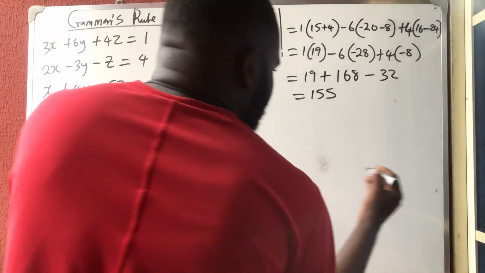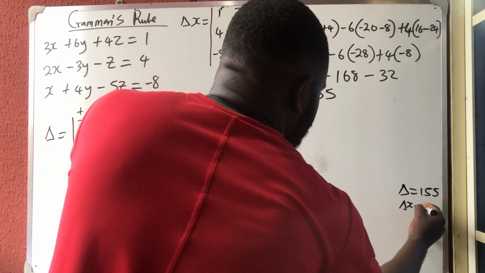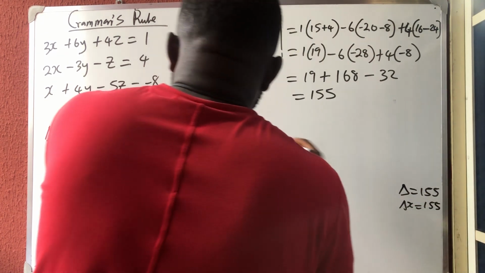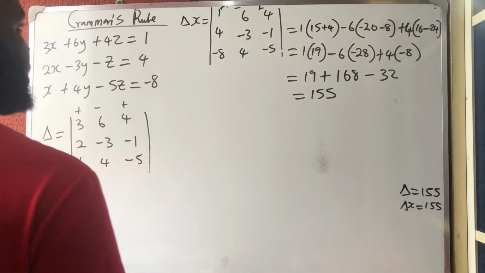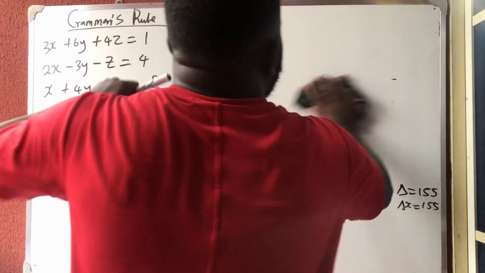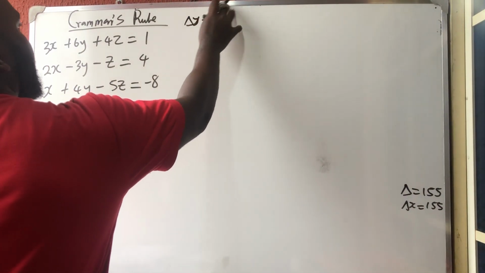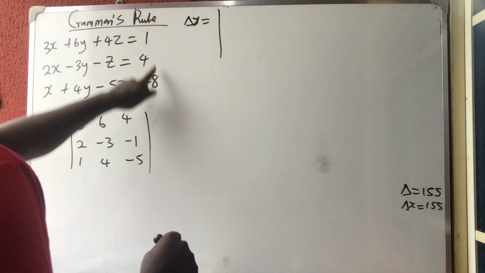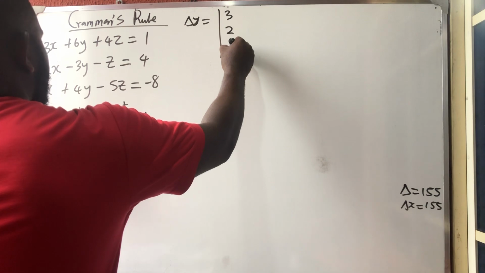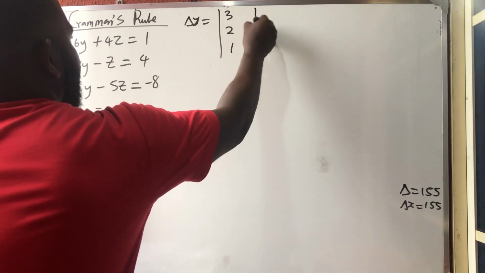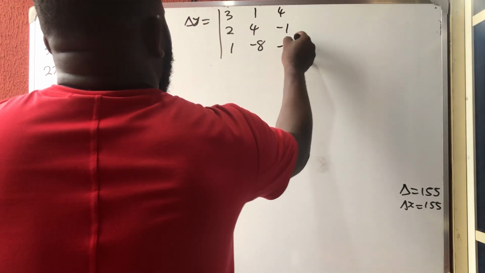So I have gotten that my change is 155 and my change in x is still 155. So I need my change in y. And the change in y, let me clean here and do my change in y. For change in y, use the equality side to replace the y column. So I'm still having my 3, 2, 1 here. Instead of this, I'll have 1, 4 minus 8. Then bring down your 4 minus 1 minus 5.